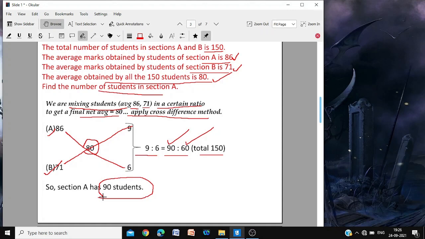We are using the cross difference method. Higher value 86, lower value 71, mean value 80. Crosswise take the difference to get the ratio 9:6.